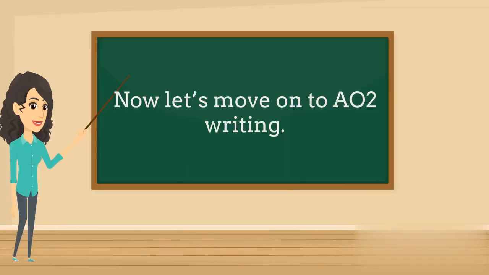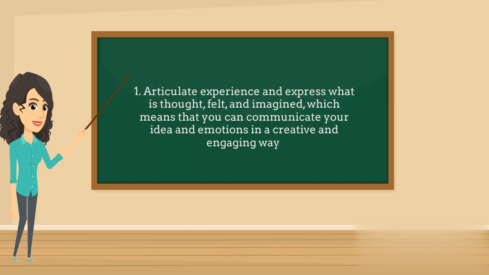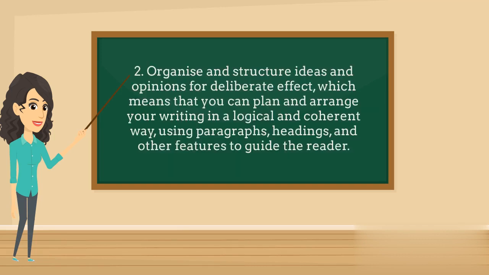Now, let's move on to AO2 writing. In this objective, you are assessed on your ability to produce clear, accurate, and effective texts, such as essays, articles, letters, speeches, and stories. You need to demonstrate that you can articulate experience and express what is thought, felt, and imagined, which means that you can communicate your ideas and emotions in a creative and engaging way. Organize and structure ideas and opinions for deliberate effect, which means that you can plan and arrange your writing in a logical and coherent way, using paragraphs, headings, and other features to guide the reader.